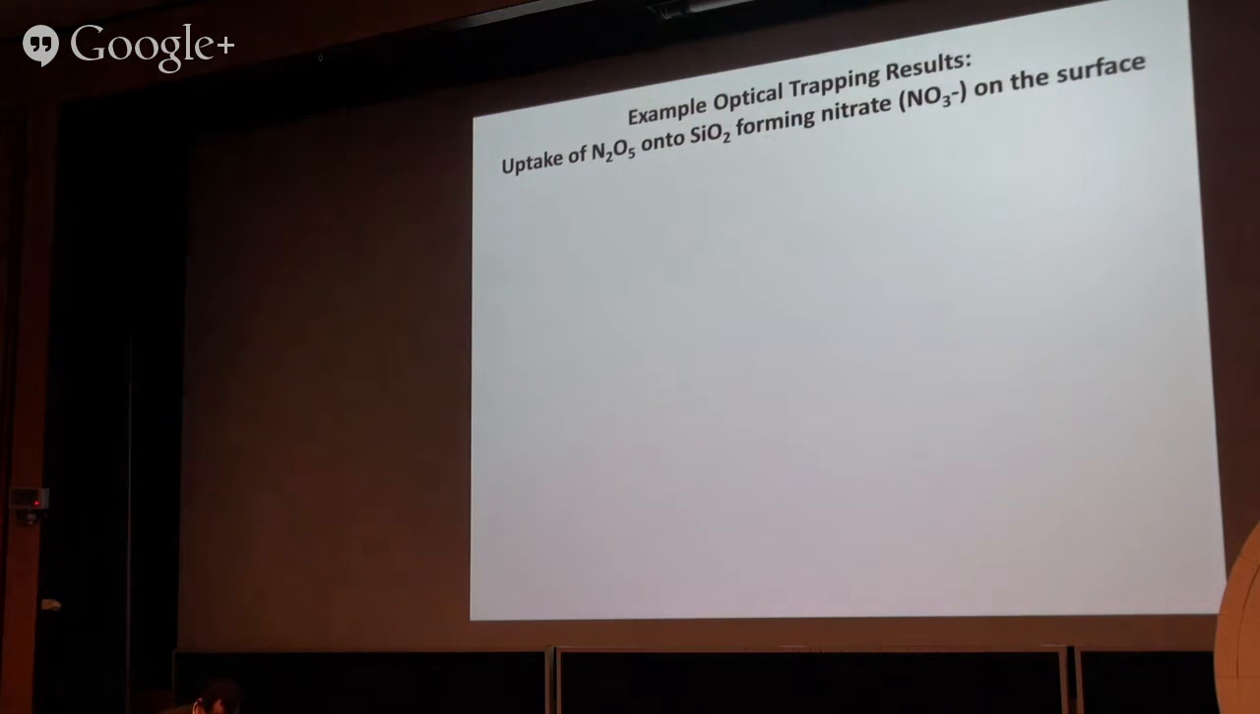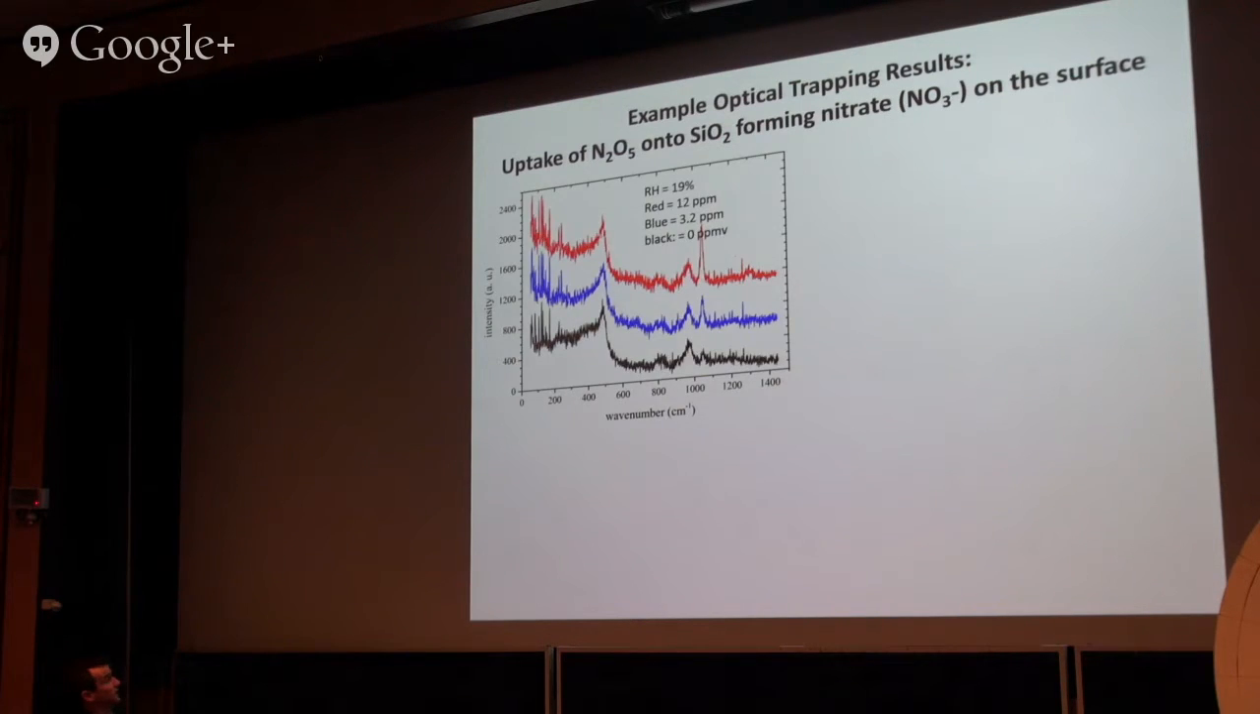Okay, so some example results of this. This has been very productive, we've got lots and lots of results out of this. But we looked at the same reaction, this N2O5 on the particle surface. We know this reaction takes N2O5 out of the gas phase, but what's the reaction doing to the surface? And so what we see is that you get nitrate on the surface, and that's not such a big surprise.